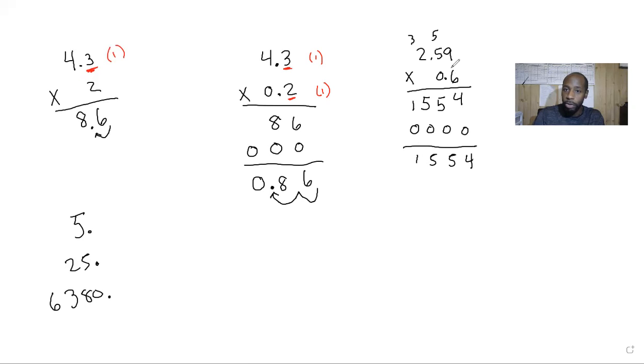How many decimal point digit spaces are there after the decimal? So you've got 1, 2, so it's 2 here, and then 1 here. That's a total of 3 spaces after the decimal. So that's what you want right here. This decimal point goes 1, 2, 3. So the answer to this problem is 1.554.